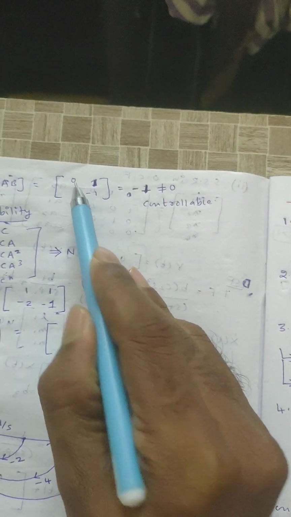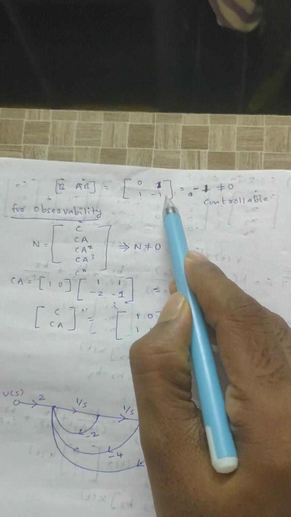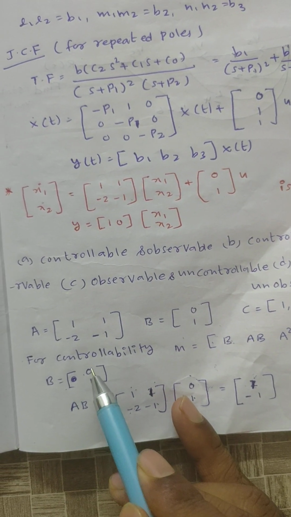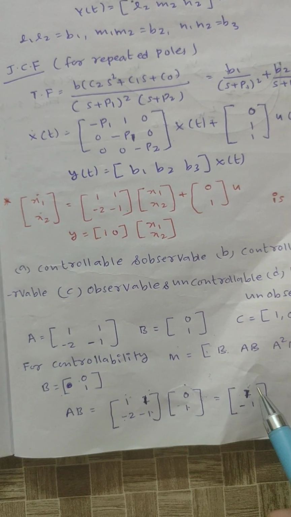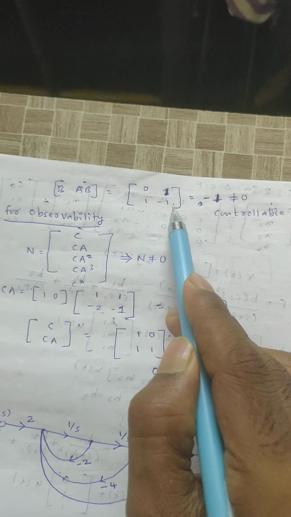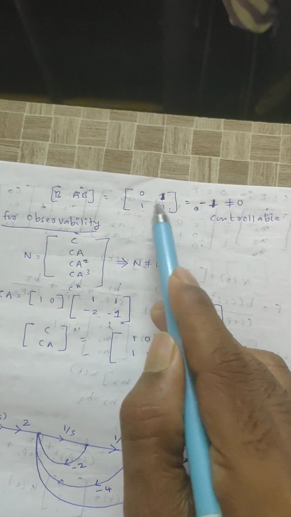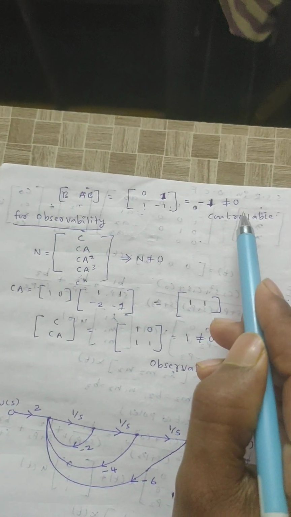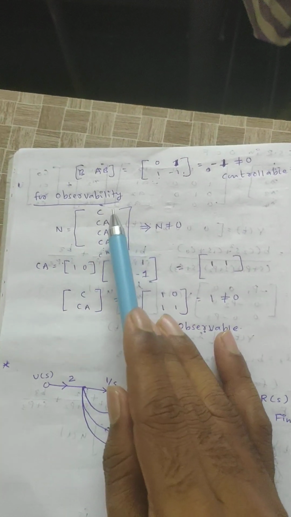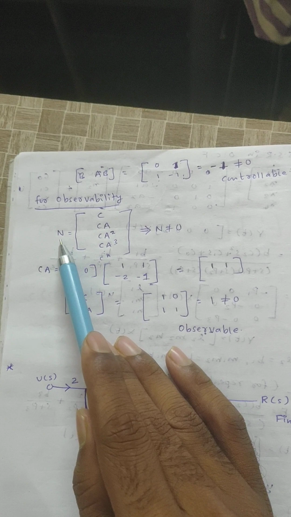B, AB. First column is B, second column is 1, minus 1, right? That is 0, 1, 1, minus 1. Now the determinant: 0 into minus 1, 0, minus 1 into 1, minus 1. Minus 1 is not equal to 0, right? Hence it is controllable. Similarly, for observability, here I am representing with N, right?